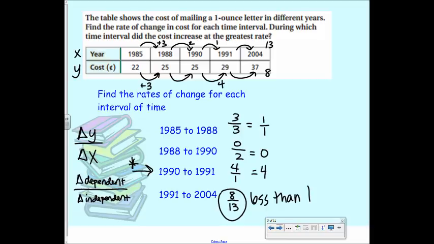So the biggest thing to remember with rate of change is that it's change in y over change in x. So more often than not, if it's given to you in a table, what are you actually going to do with the numbers? Flip them, okay? Because x is your independent variable and y is your dependent variable, and you want the dependent variable on top.